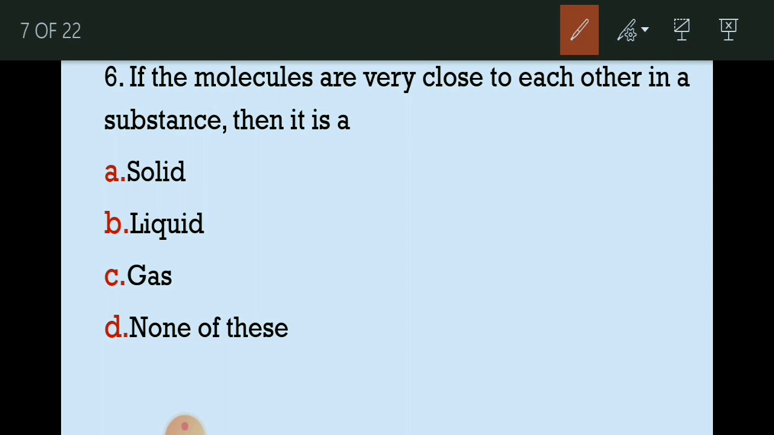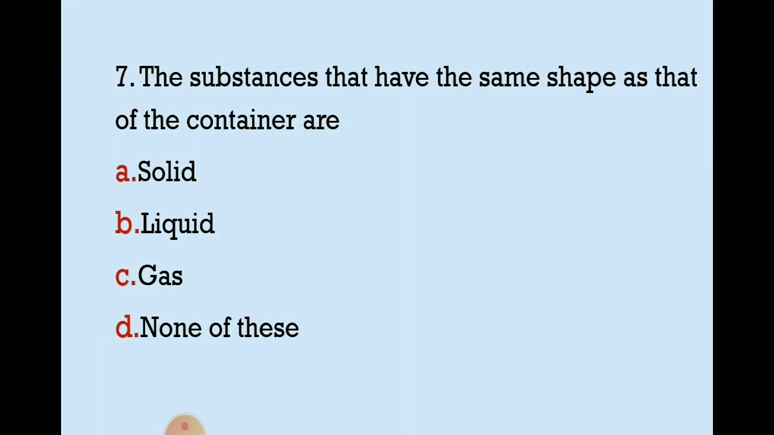Okay, why they are very close to each other in case of solids? Because of the intermolecular force of attraction, and there is no intermolecular space in them. Space is obviously there, but it is negligible. Okay, so here the correct answer will be option A, that is solid. Okay, this is the correct option. So let's check the next question.